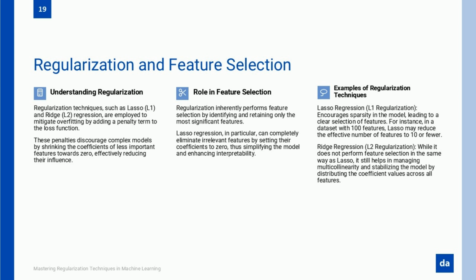Imagine you're trying to predict house prices and your data set contains hundreds of features: square footage, number of bedrooms, year built, neighborhood crime rates, and even things like the color of the front door. Now, common sense tells you that the color of the front door probably doesn't matter for predicting prices. But if you don't remove irrelevant features, your model might still try to find a pattern in them, and that's exactly where feature selection using regularization comes in.